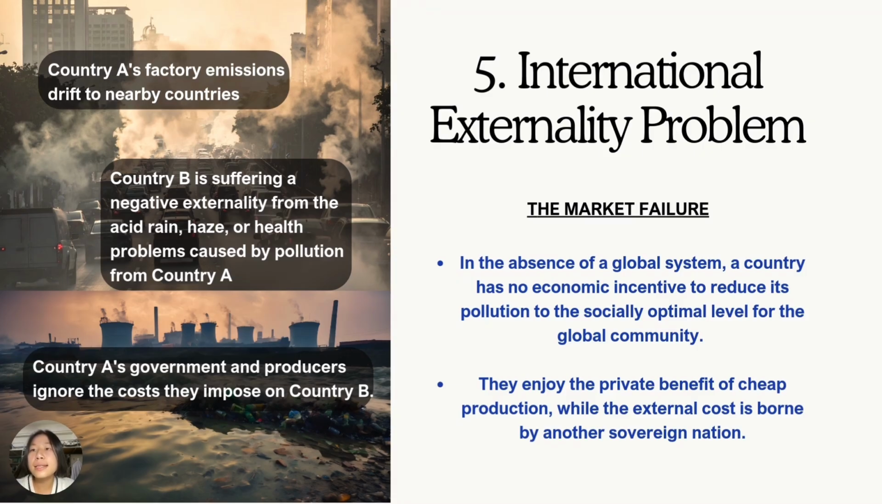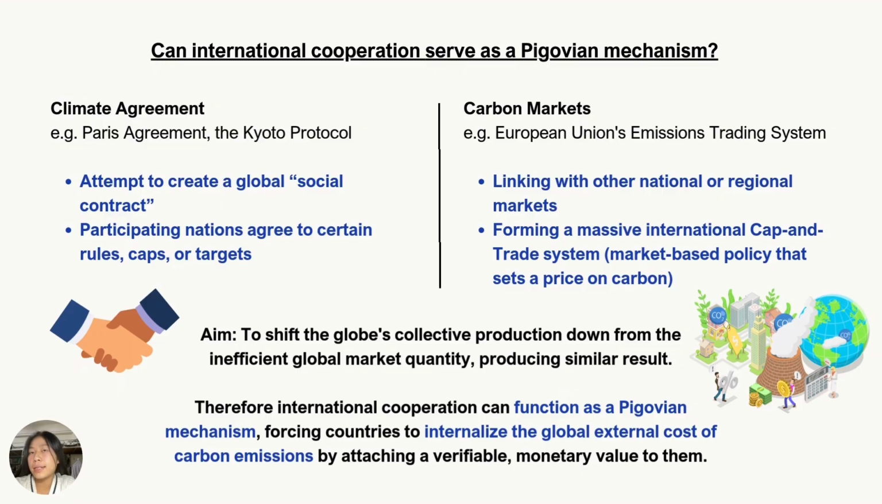And this is a market failure, because in the absence of a global system, a country has no economic incentive to reduce its pollution to the socially optimal level for the global community. They enjoy the private benefit of cheap production, while the external cost is borne by another sovereign nation. Now let us look at this question: can international cooperation serve as a Pigovian mechanism?